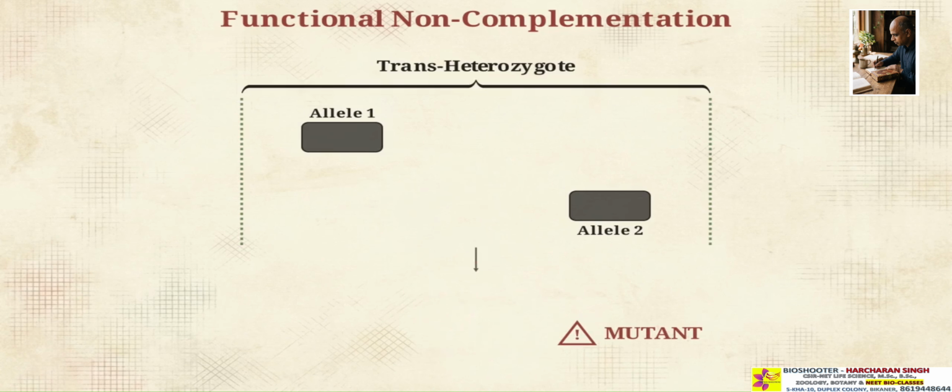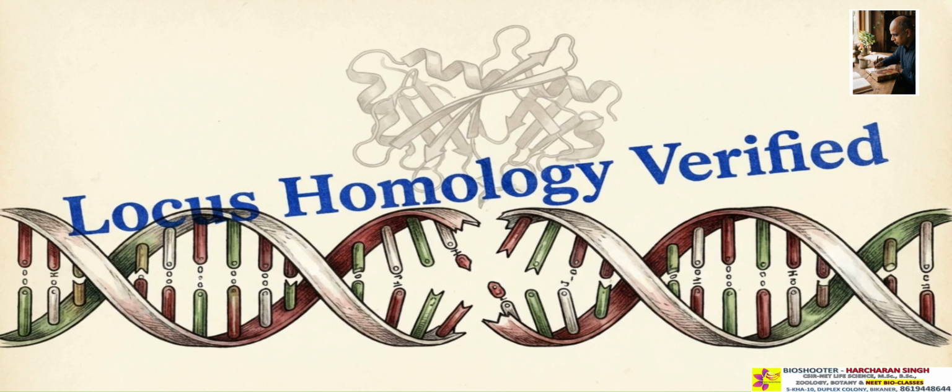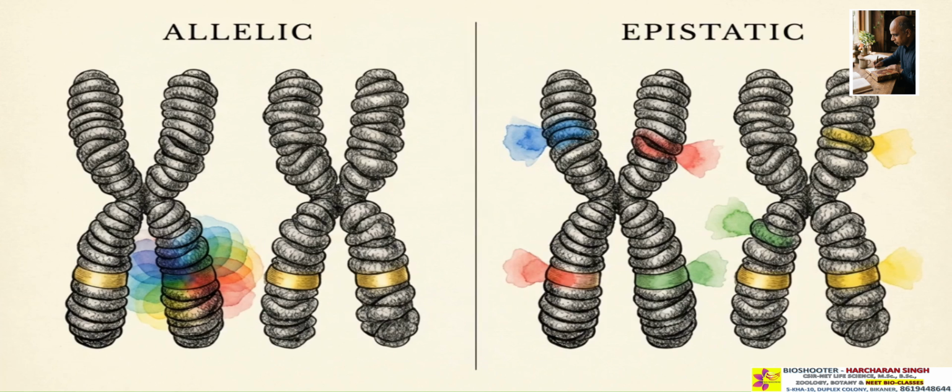the wild-type protein. This failure to restore the normal phenotype proves the two mutations are alleles of the exact same functional gene. Non-complementation serves as the molecular diagnostic for locus homology. It distinguishes multiple alleles of one gene from independent mutations occurring at different epistatic sites.